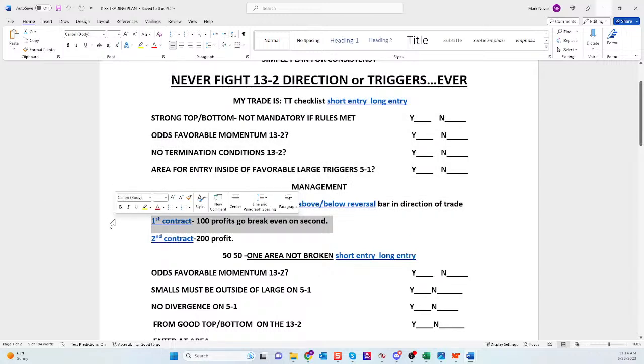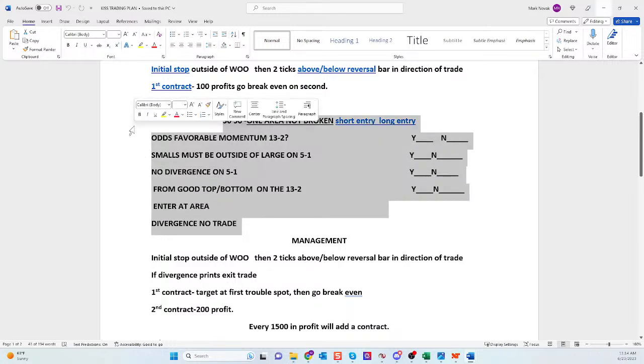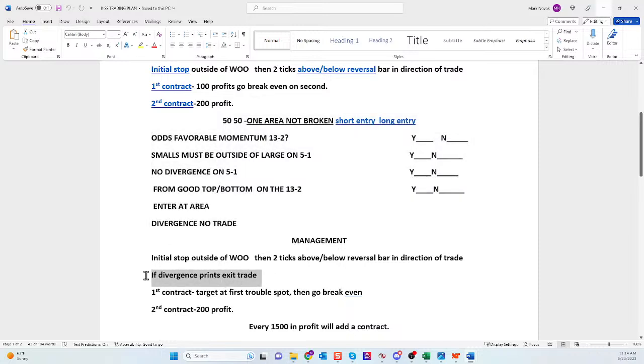When it's time to add that medium probability trade, because you can read your charts, you can understand momentum, you can see change on that small chart, that's where that 50-50 comes in, right? There's your checklist for it. All these key conditions, this is what it's going to take to enter the trade. And when I enter the trade, I have to manage it differently than a high probability trend trade. If divergence prints, I'll exit the trade. Mr. Solar, that would have gotten you out of that trade, right? First contract's at the trouble spot, second contract 200.